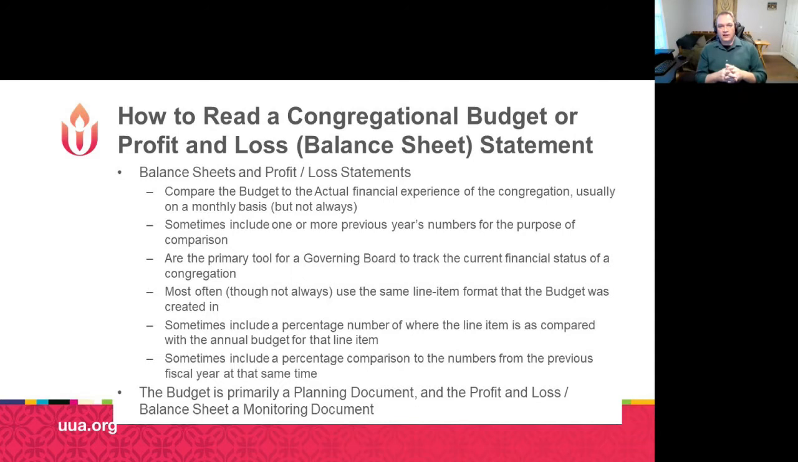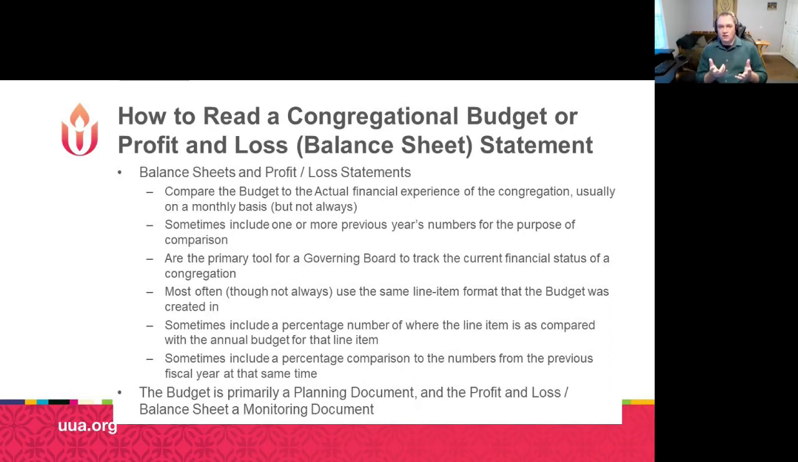So a couple of things: balance sheets and profit and loss statements, which are the other primary budgetary documents. They compare the budget to the actual financial experience of the congregation, usually on a monthly basis, but not always. I've seen some on quarterly. And frankly, the MidAmerica region runs on a quarterly basis of the balance sheets and profit and loss statements.